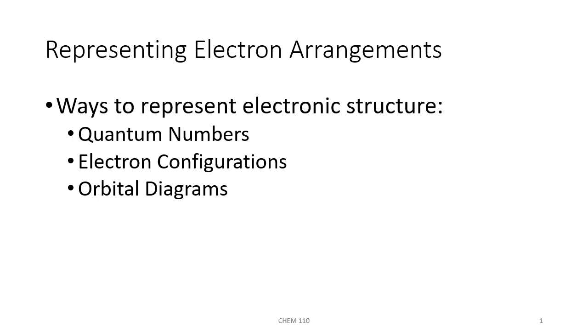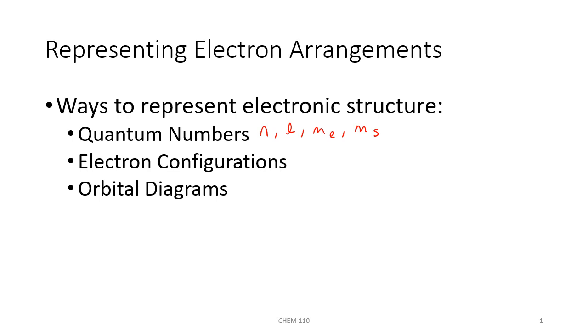There are a few different ways that we can list the electron arrangements within an atom. As we previously saw, we can write out the 4 quantum numbers to describe different electrons that are within the atom. Those quantum numbers were n, l, m sub l, and m sub s. We can also write electron configurations and orbital diagrams.